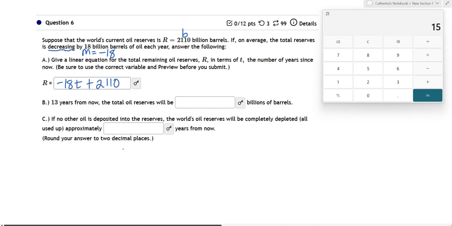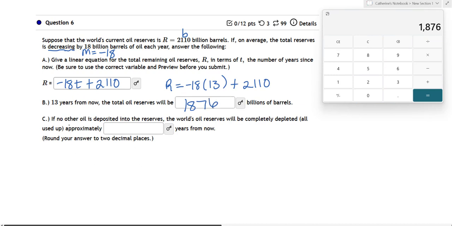2,110. Okay. 13 years from now, the total oil reserves will be what? So let's just plug 13 into that equation we just found. So negative 18 times 13, and then plus 2,110. This calculator's goofy. I have to do a little minus like that. Okay, and then plus 2,110. Okay, so 1,876.